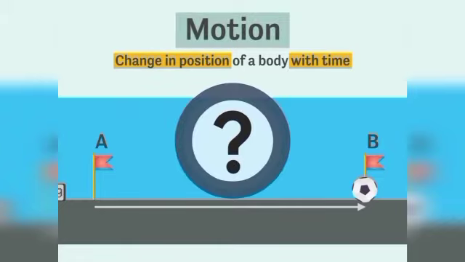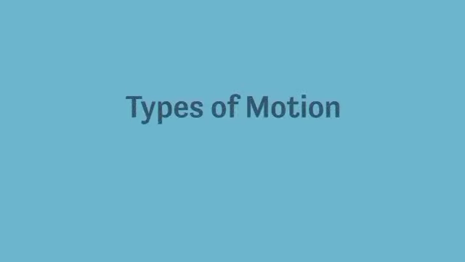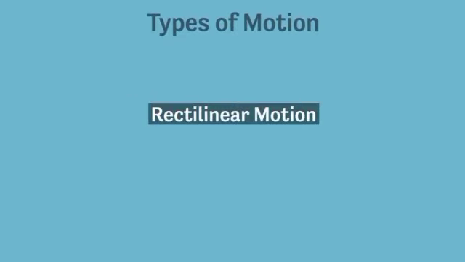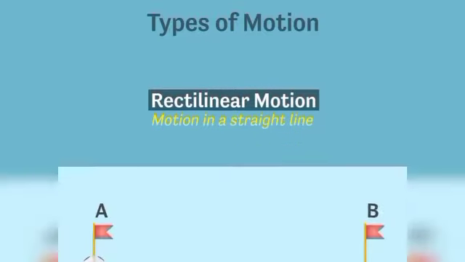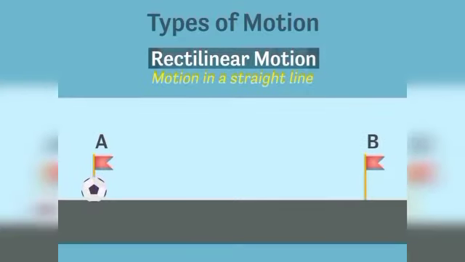What are the types of motion that we have studied previously? We have seen 4 types of motion. The simplest of all is the rectilinear motion. It is the motion of a body in a straight line. The example that we saw earlier is of a rectilinear motion. The object is moving in a straight line from point A to B.